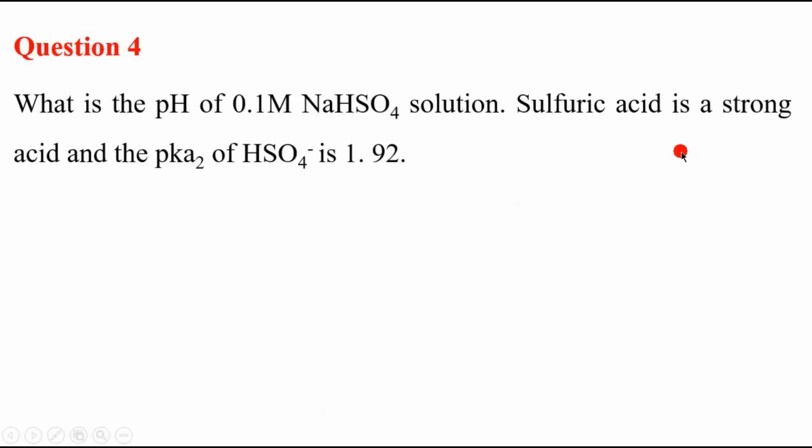Now let's go to question 4. Question 4 is saying, what is the pH of 0.1 molar sodium hydrogen sulfate solution, sulfuric acid being a strong acid, and the pKa2 of HSO4 minus is 1.92. Here we are asked to calculate the pH of this salt. Of course, this HSO4 minus is the one which is going to be dissociated. The sodium plus is the spectator ion.